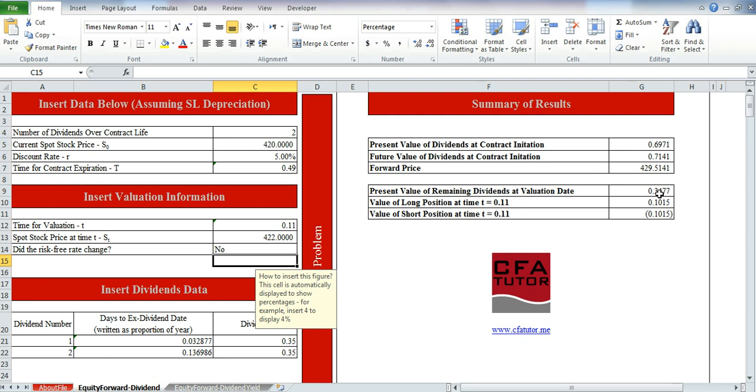So the present value of the remaining dividends is 0.3477, and then we find the value of the long position 40 days into the contract to be a positive 0.105, which means the value for the short position is a negative one.